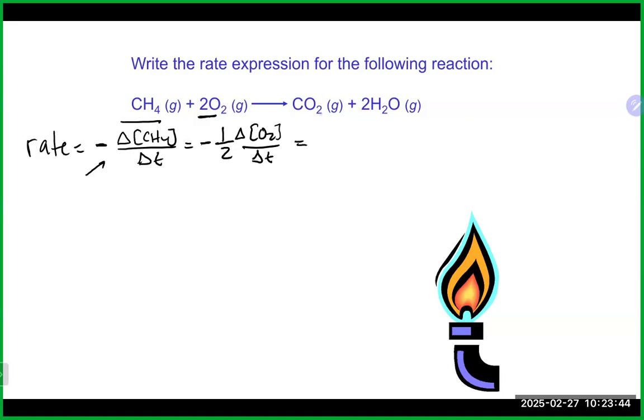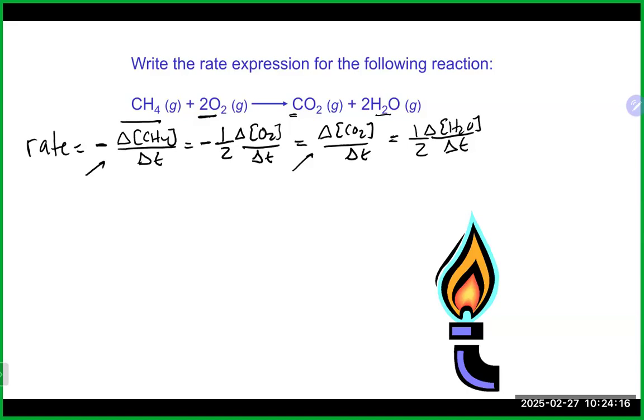Now we get to our product side. We do not need the negative because they should be increasing with time. This would give us the change in the concentration of CO2 over the change in time. Once again, here the coefficient is 1, so we don't need to put 1 over 1 or anything like that. And lastly here, again, our water should be increasing with time. Here we do have a number, so 1 over 2, change in concentration of water over the change in time. Any questions on that there?